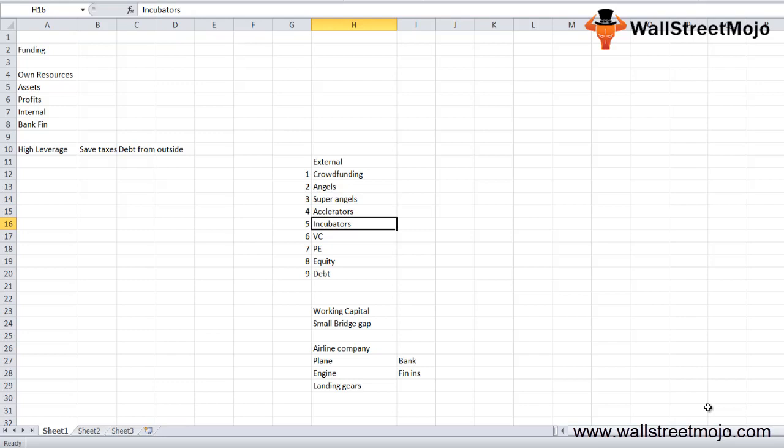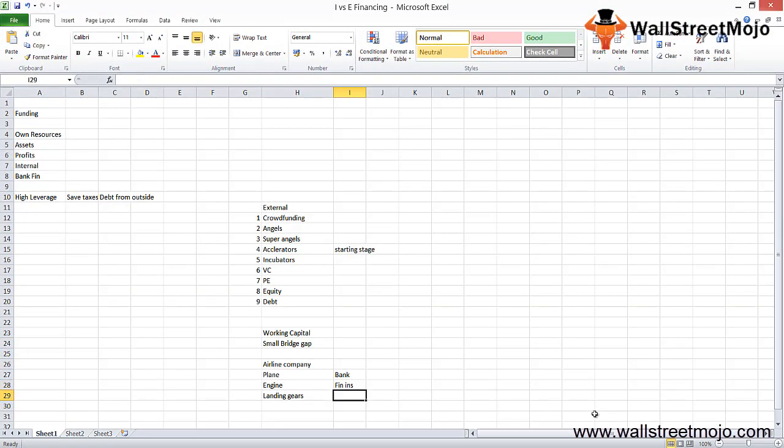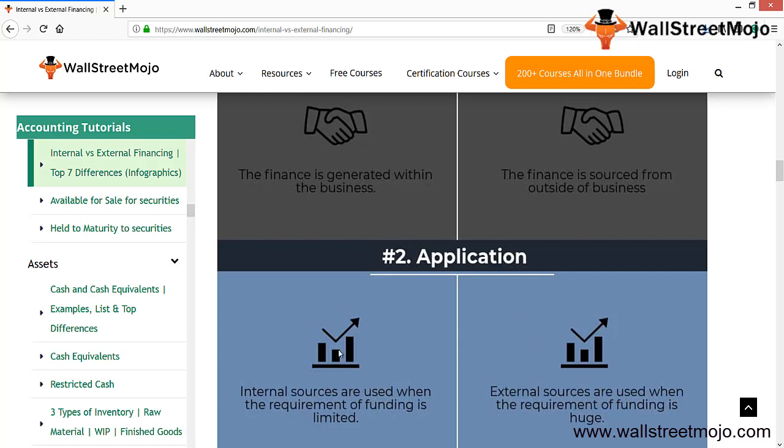They may also go for any of the others. They may ask the incubators or the accelerators sometimes, but usually they don't prefer this, because this is for the starting stage of the business. But if they require it on an immediate basis, then they may probably go for this. But the majority of the time it's the banks and the financial institutions. This was the application part. Limited, and huge.